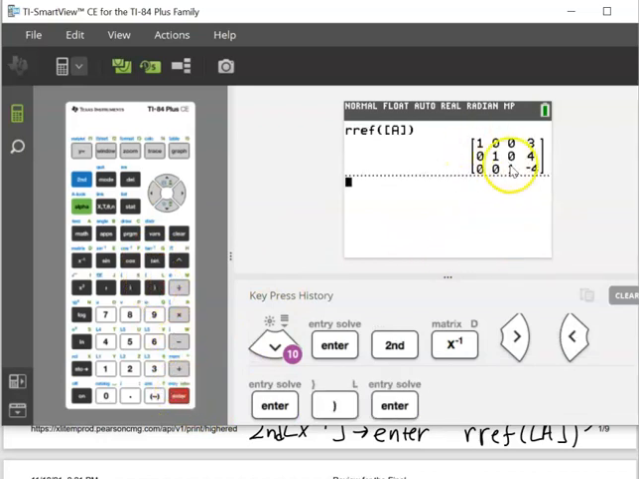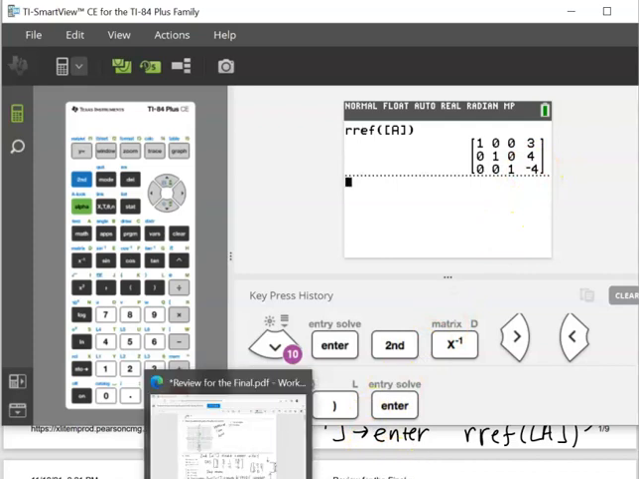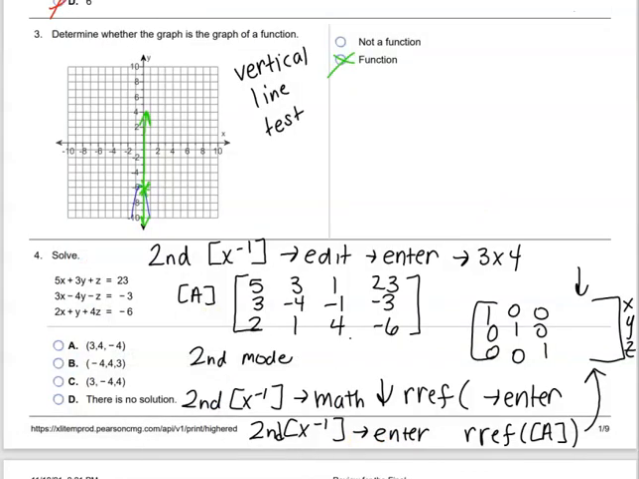See, we've got our 1s on our diagonal, and you can see that the answer 3, 4, negative 4 shows up. So x is 3, y is 4, z is negative 4, which is going to be this first answer, 3, 4, negative 4. This is your x, y, and z. Those are the numbers that will work and solve every one of these equations.